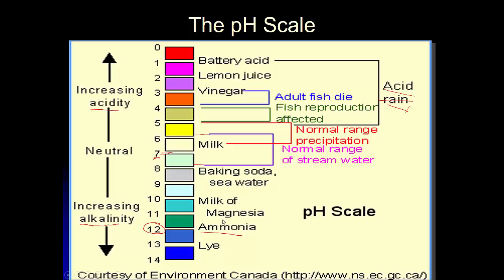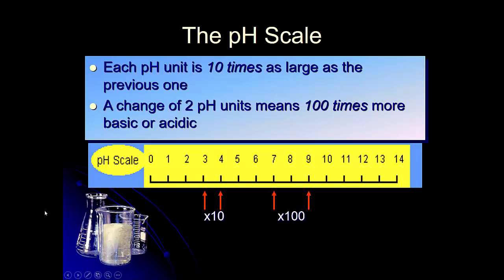So they're highly corrosive. An interesting thing about the pH scale is that it is not linear. It is exponential. So each pH unit is 10 times as large as the previous one. If you have a difference of pH from 3 going up to 4, then your acidity has not decreased by 1, it has decreased by 10 times. Similarly, an increase of 2 is an increase of 100 times. So something going from a pH of 7 to a pH of 9 is 100 times more basic.